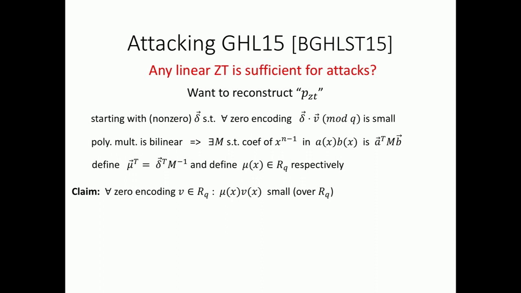And what I'm going to do is define a new vector starting from this delta that I had as my zero test. I'm going to define mu to be delta times M^(-1). And I'm just going to think about mu(x) as the ring element that corresponds to this vector of coefficients.